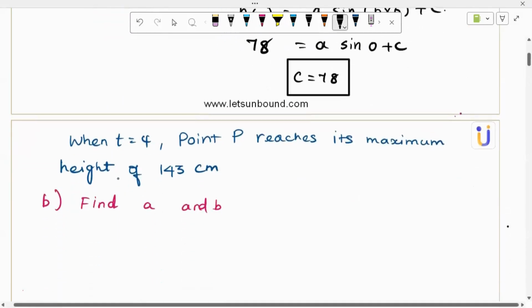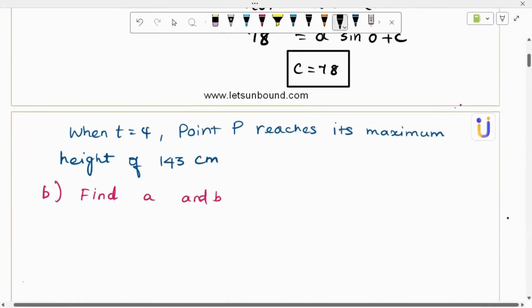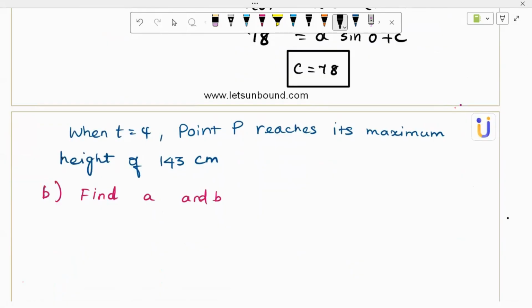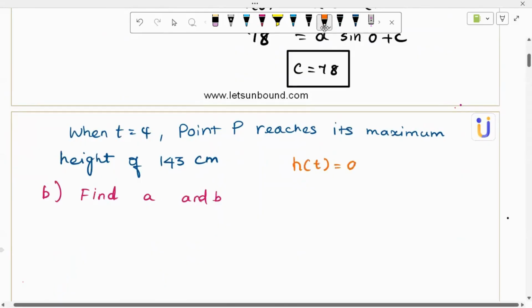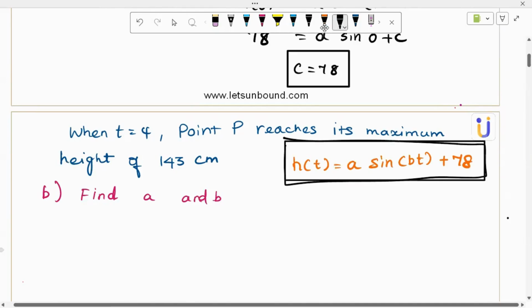Now, another condition. When t is equal to 4, the point P reaches its maximum height, which is 143 centimeters. Using this, we have to find the values of a and b. Now our function gets updated. h of t is a sine bt plus, but I know c, which is 78.